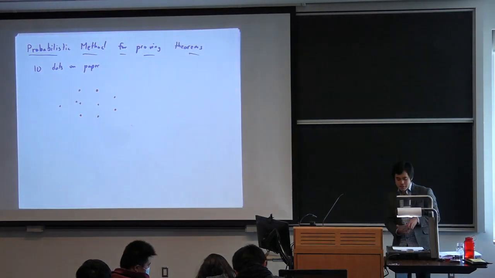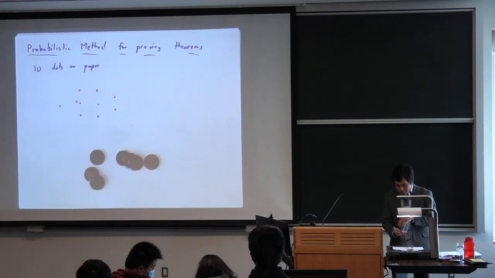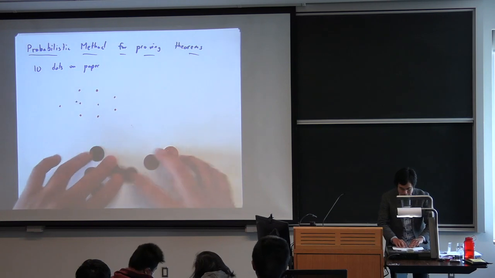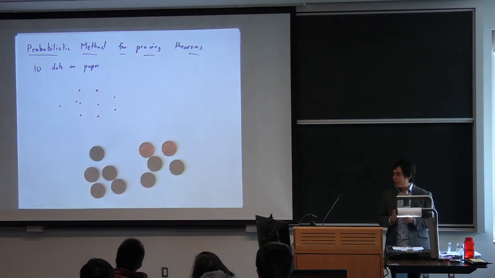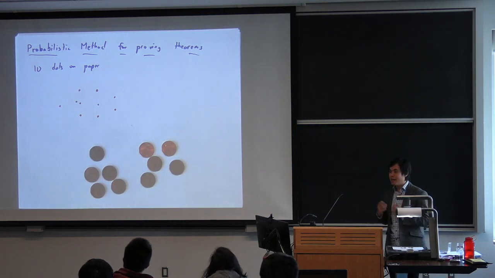And now the question is, if I have 10 pennies, so these are American pennies because Canada doesn't use pennies anymore. Let's see, 1, 2, 3, 4, 5, 6, 7, 8, 9, 10. So now I have 10 pennies here, right? My question is, can I cover these 10 dots with 10 pennies without any two pennies overlapping?